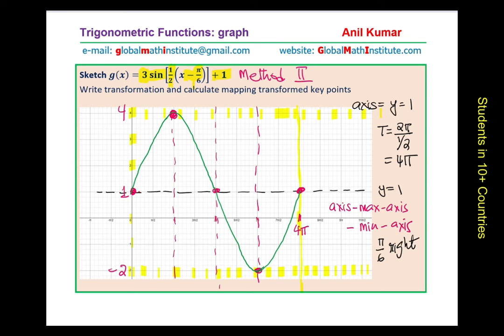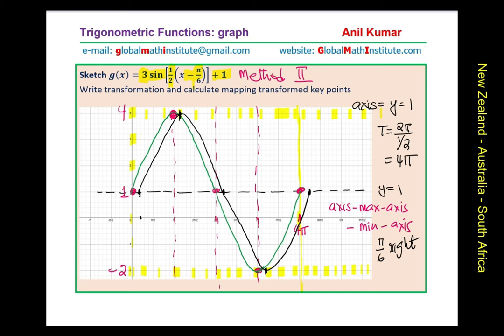Correct? So, in our scale, we have this as pi by 2 and this is pi by 6. Two divisions are pi by 6 in this particular graph, right? So, I'm marking pi by 6 units from each key point, correct? So those are my key points which are being joined with the final graph. Make sense? See how neat it is and perfect, correct?